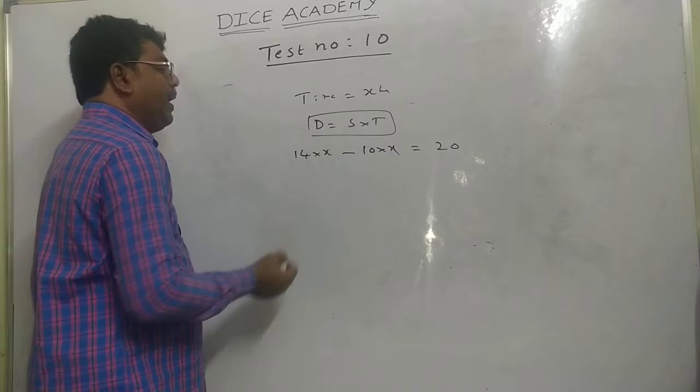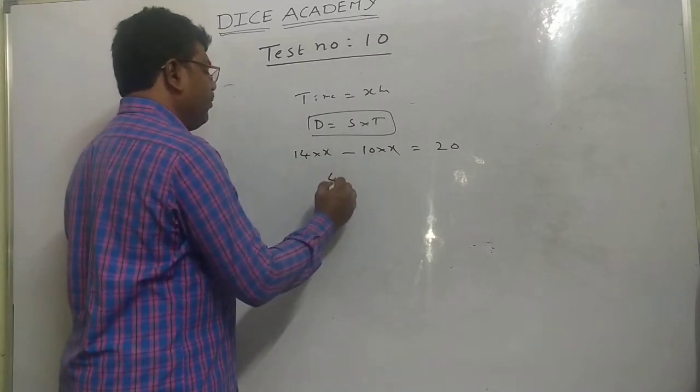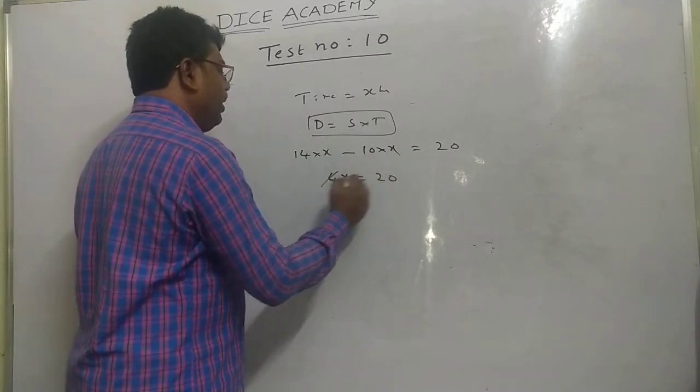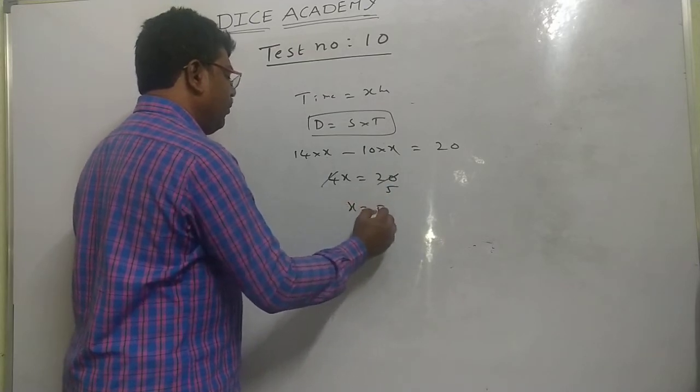From here we can find out the time. So 14x minus 10x is nothing but 4x. 4x is equal to 20. 4 ones are 4, 4 fives are 20, so x is equal to 5 hours.